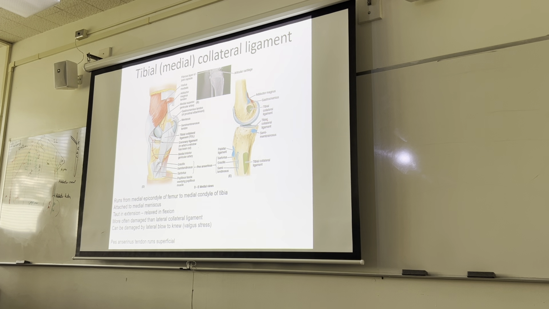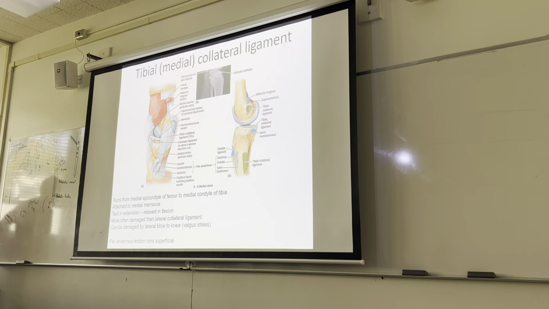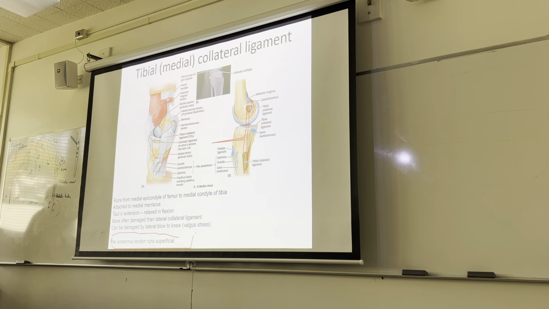Okay, so let's look at the medial collateral ligament. This is the guy that's attached to the medial meniscus. Here are its attachments. Really strong ligament, and it's attaching to the medial meniscus, like I was saying. Pes anserinus runs above it. So if you see pes anserinus in some bodies, that three-fingered tendon, the medial collateral ligament is going to be deep to it.